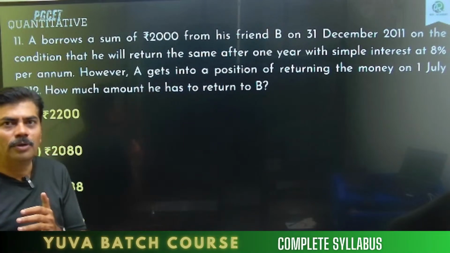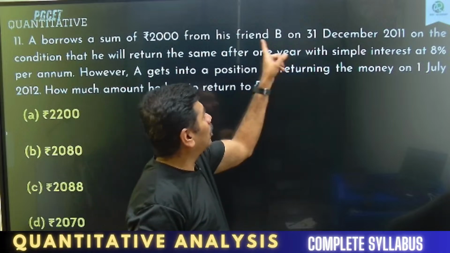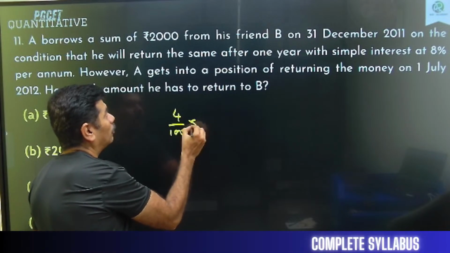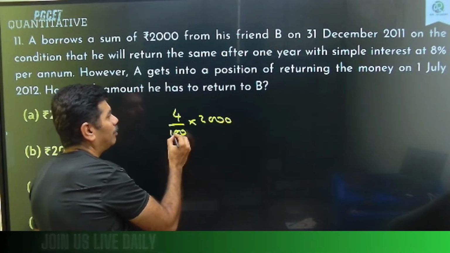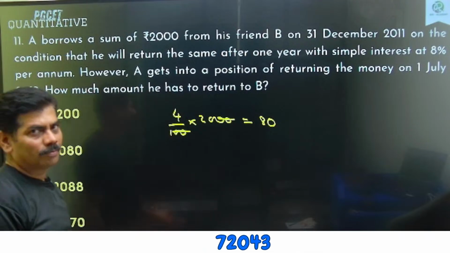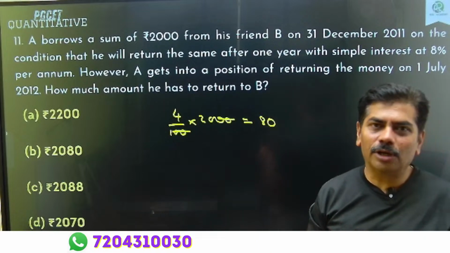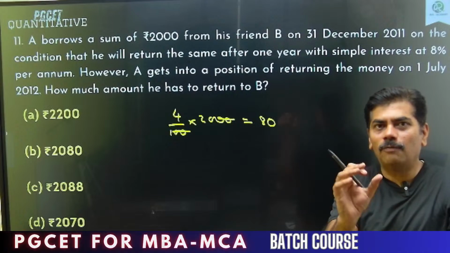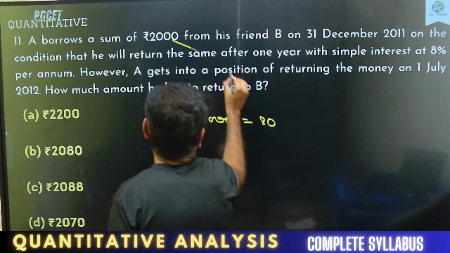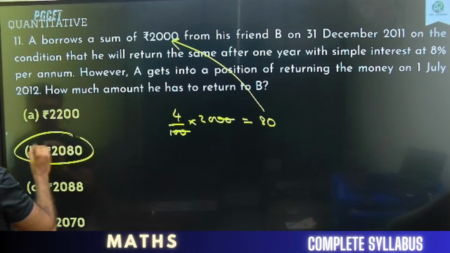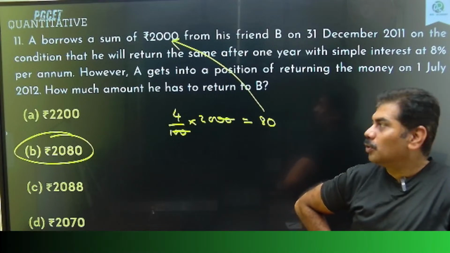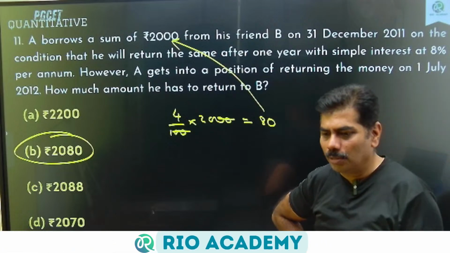6 months means how much? Half a year. So he won't pay 8%, he will pay half of it. How much is that? 4%. And what is 4% of 2000? It's simple, 80 rupees. This is very simple. For 1 year he has to pay 8%, he pays it within half a year, so half of 8% is 4%, and 4% of 2000 rupees is 80 rupees. So if you add 80 rupees to 2000, what you will get is 2080. See how quick it was. If this starts making sense to you, even your calculation becomes faster.